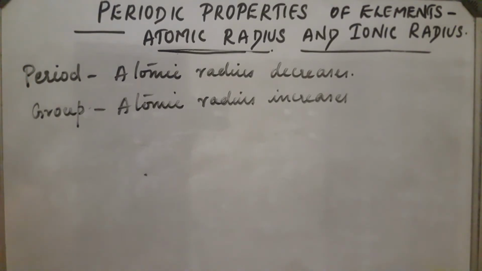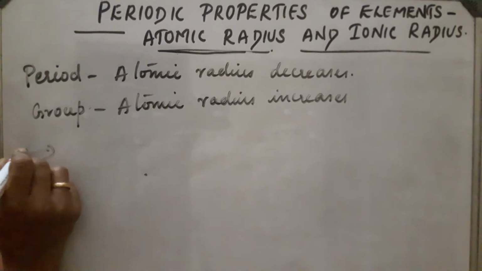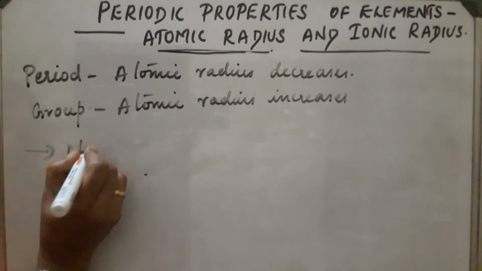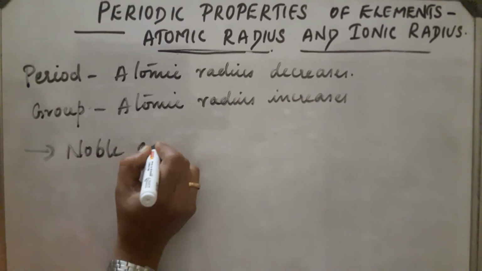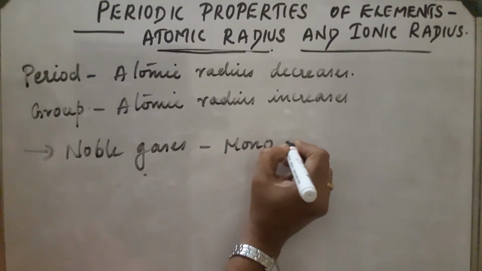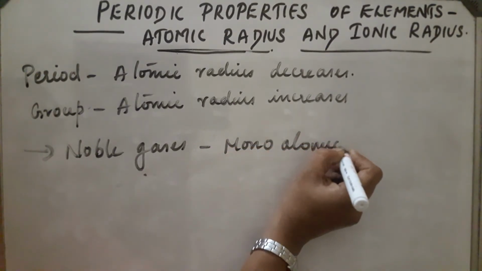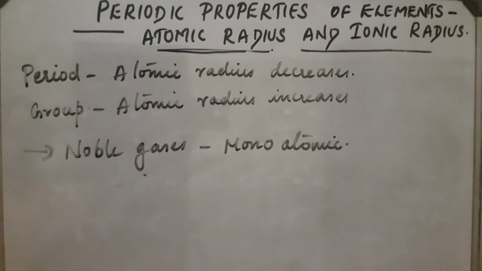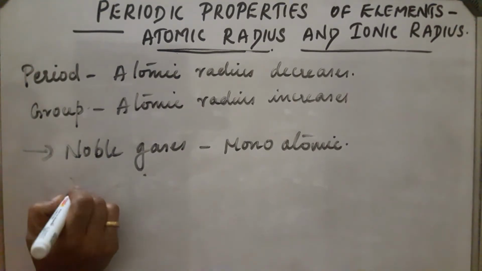Then in the case of noble gases, what will happen? Noble gases are monoatomic species, because they have a stable electronic configuration. In the case of monoatomic atoms, the radius will be the van der Waals radius.